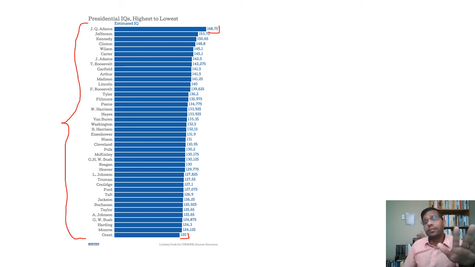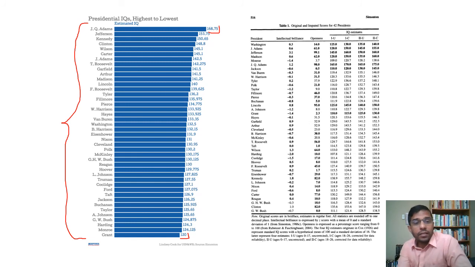By the way, this is actually not as accurate data, because these are uncorrected scores. If you look at the original study from which these people drew this graph, J.Q. Adams's corrected IQ score was actually 175, after statistically correcting for certain factors, and the least intelligent, Grant's IQ, was 130. That is more than 84% of the population.